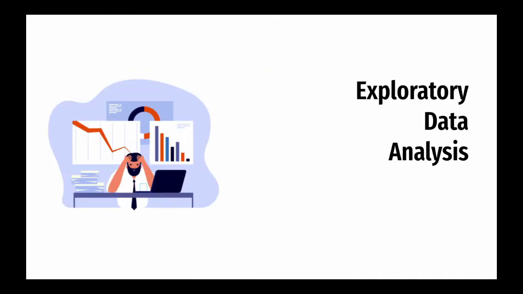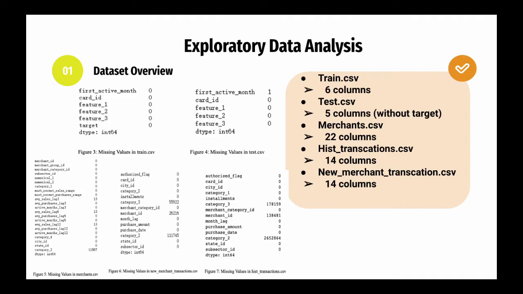Next part is the exploratory data analysis. We performed various analyses to find out the inherent characteristics of some features, their relationships, and finally get some ideas to help us perform the following tasks. First, let's look at 5 datasets. Train set and test set contain card ID and information about the card itself, and so on. The train set also contains the target, which is the loyalty score.